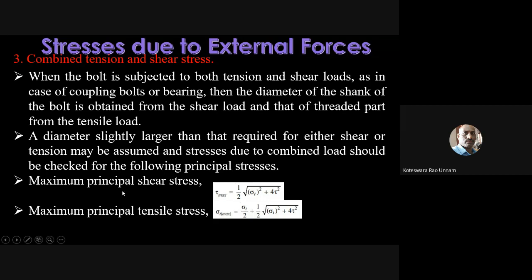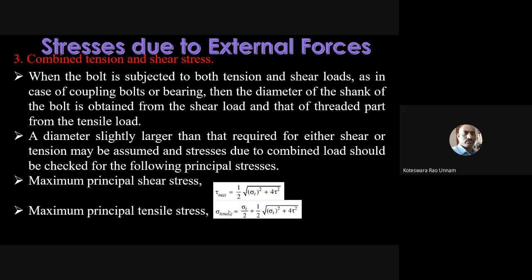If you want to use the maximum shear stress theory, you need to equate this tau max to your yield strength in shear. Of course, you include the factor of safety. The allowable tau is nothing but your shear strength in yield, SYS, divided by FS. So you need to take this tau max and equate it to the allowable shear stress, which is SYS divided by factor of safety. From that you can find the size of the bolt.